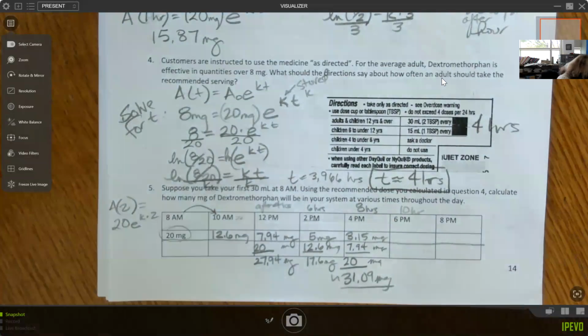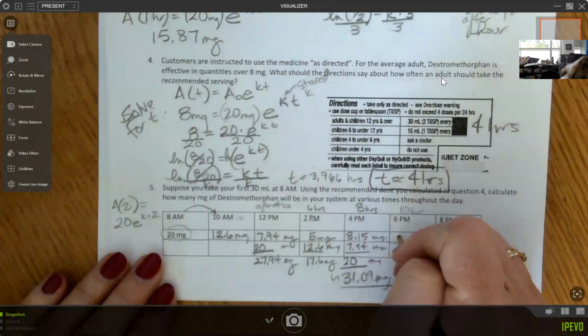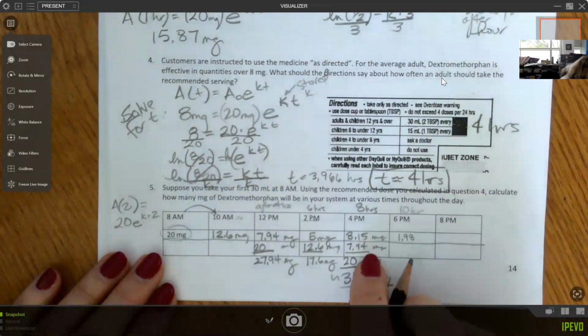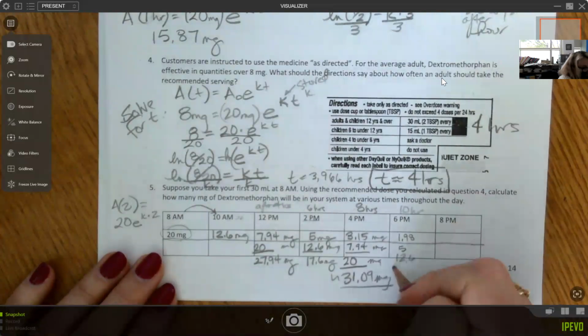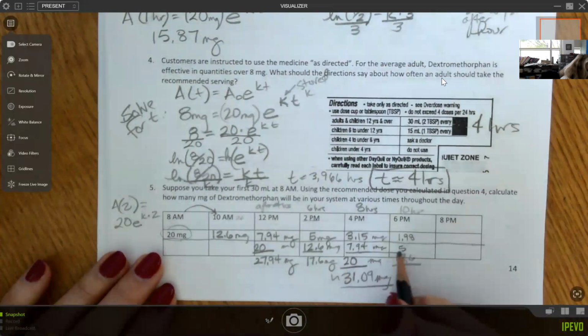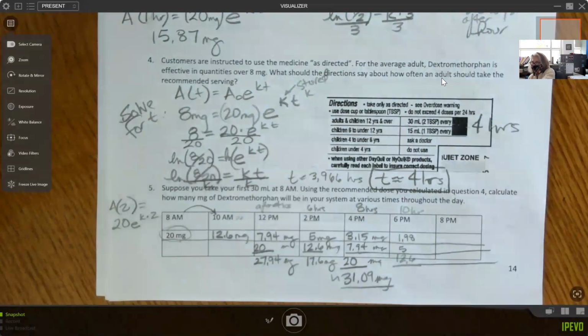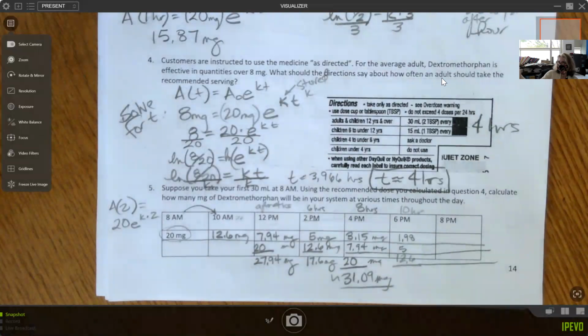Is that what people got? So about 2. Then the 7.94 is down to 5, and the 20 is at 12.6. I think it's interesting to see the numbers continuing like that. I thought that was a fun problem to see how things would stay in your body.